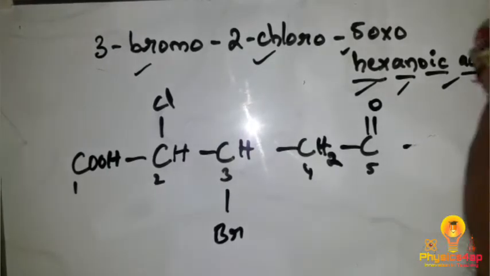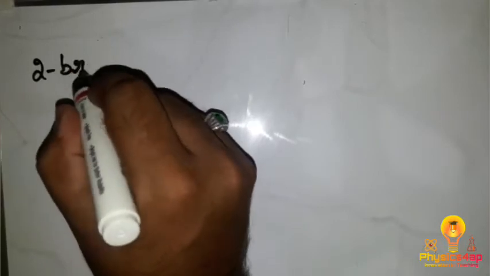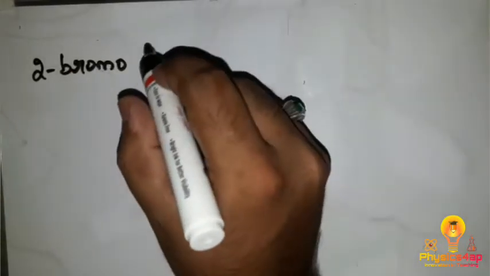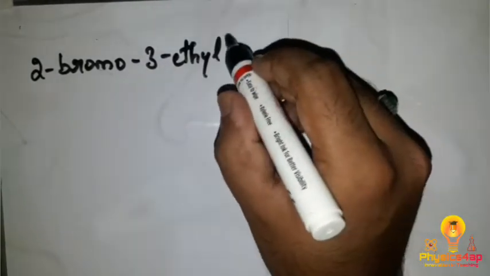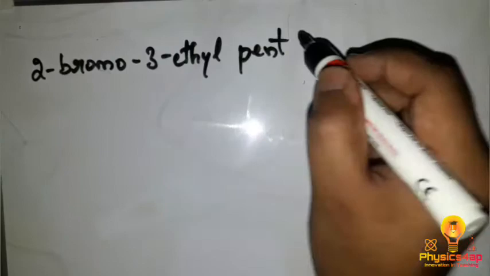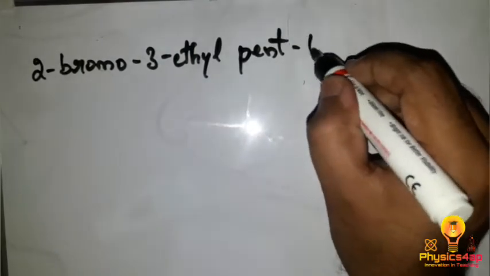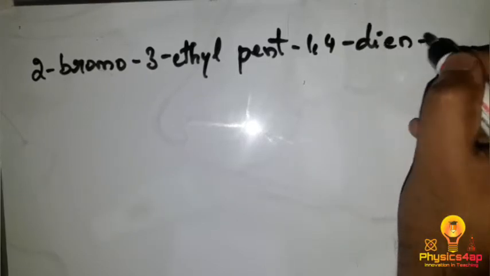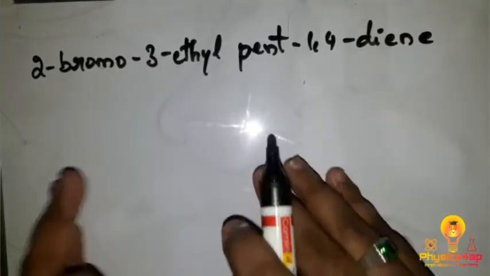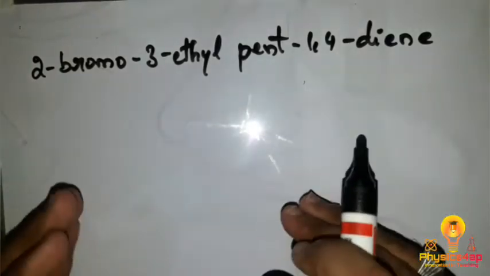Let's move on to another example. 2 bromo, hyphen, 3 ethyl, pent, hyphen, 1,4 diene. So this is the compound name. Now we have to draw the structure for it.